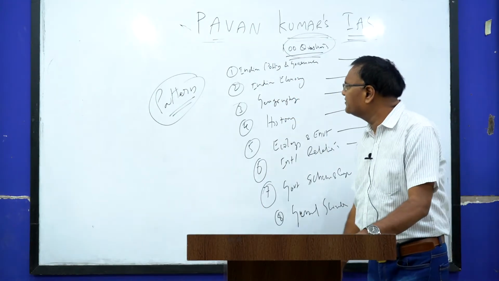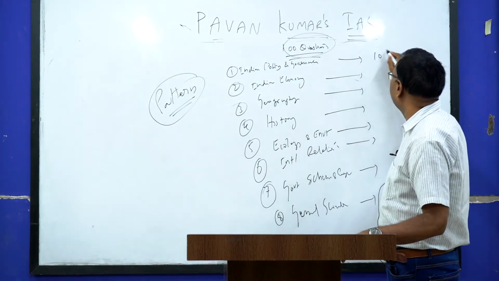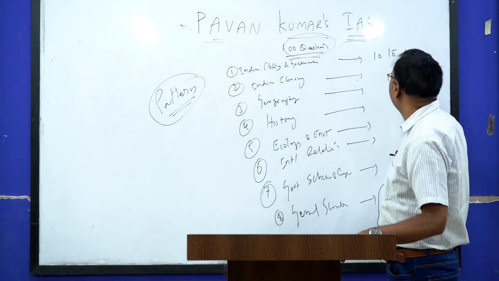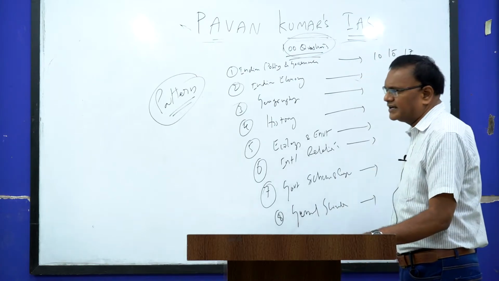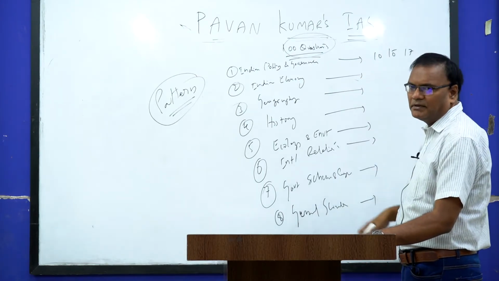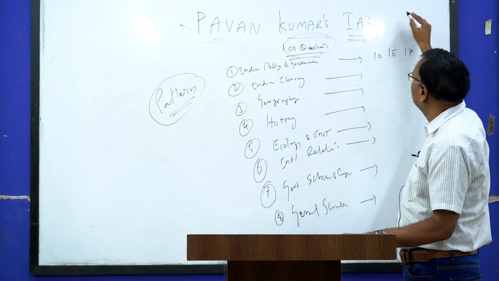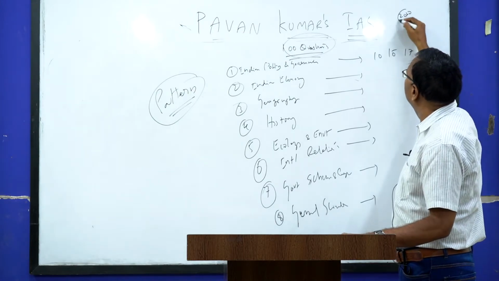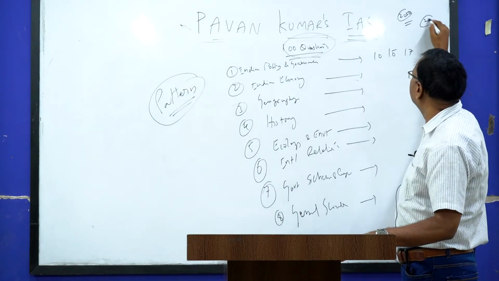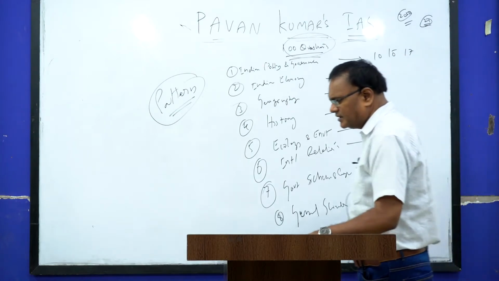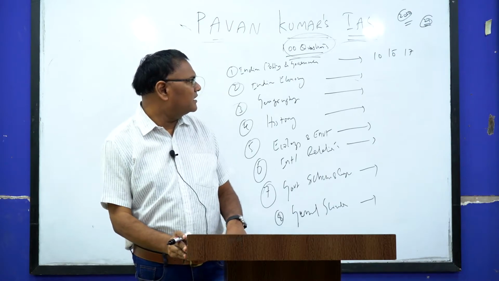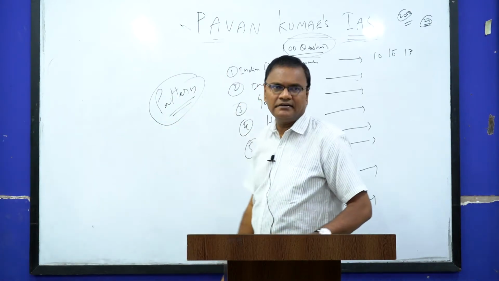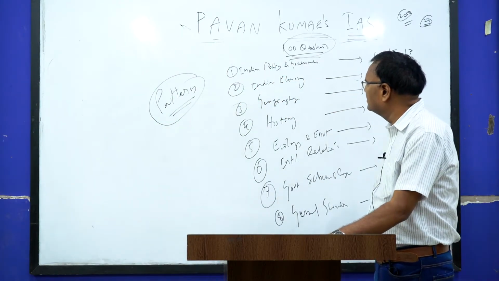So on an average, around 10 to 17 questions are asked from polity and governance. Sometimes it can be more also. For example, last year in 2020, from polity and governance 21 questions were asked. That means 1 out of every 5 questions is from polity and governance.